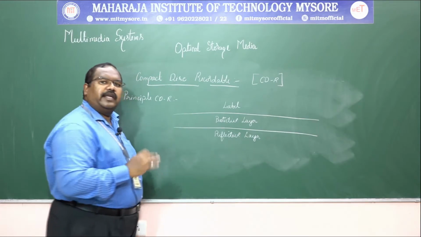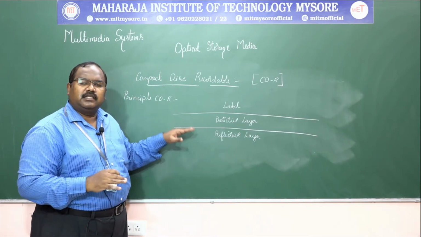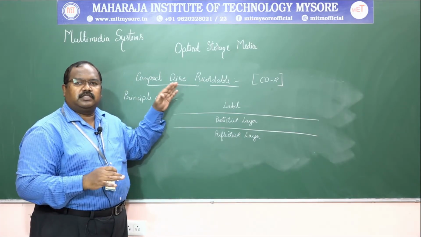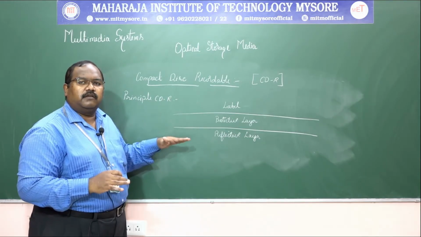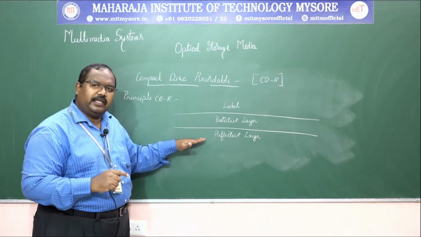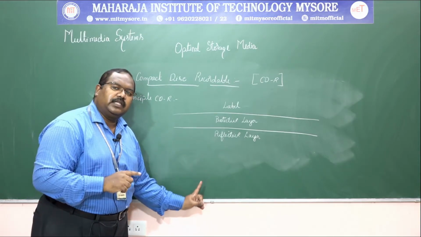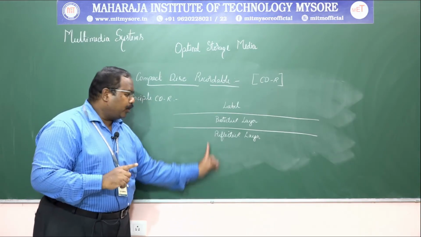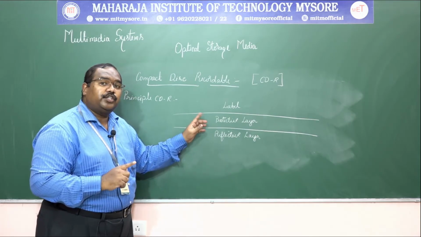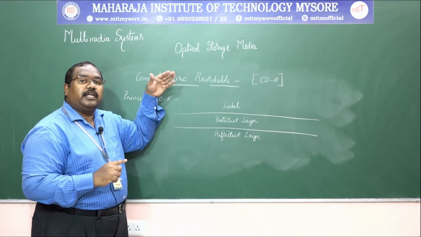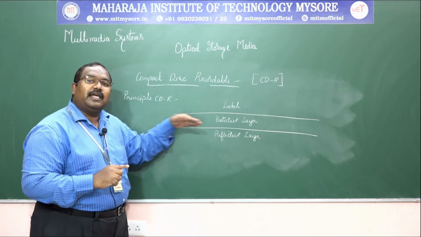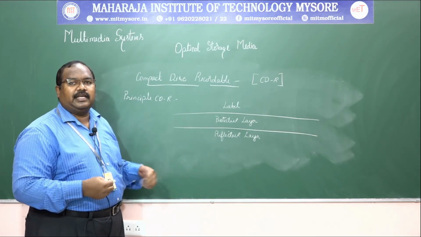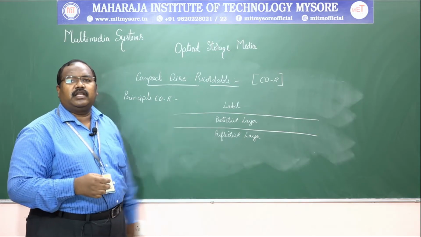I have explained to you the importance of each layer in CD-ROM technology, the working of CD technology itself. The same principles hold good here also. The importance of the reflective layer is that when the laser beam is projected from below, it should not cross beyond it. It has to get reflected here and bounce back, so that we can retrieve or read the data. That is the importance of the reflective layer.